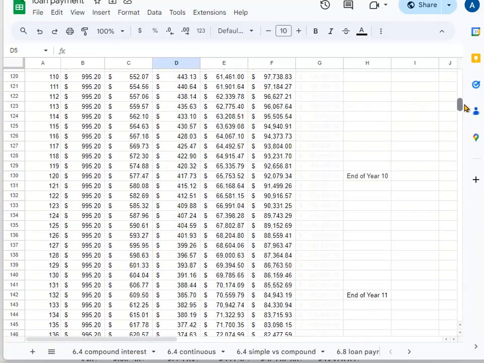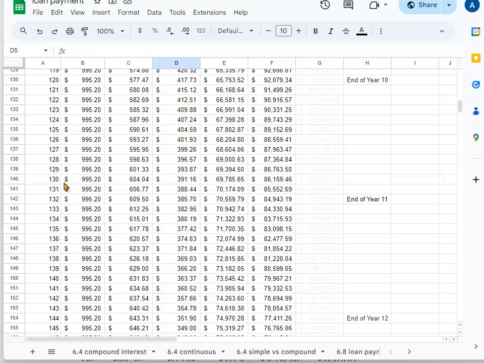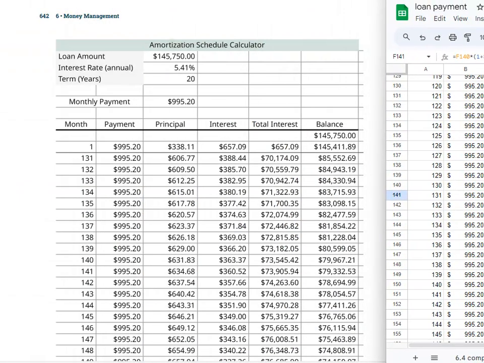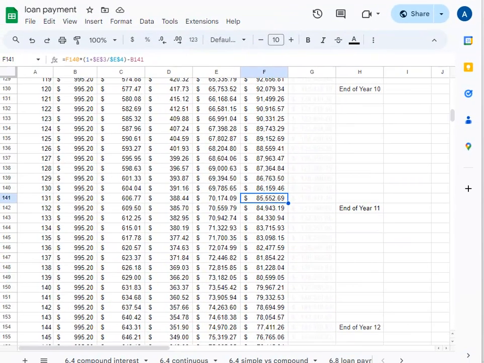I have to find month 131. There it is. And there you see the number again, $85,552.69, just like it says here, $85,552.69. Okay, now let me show you the zero.